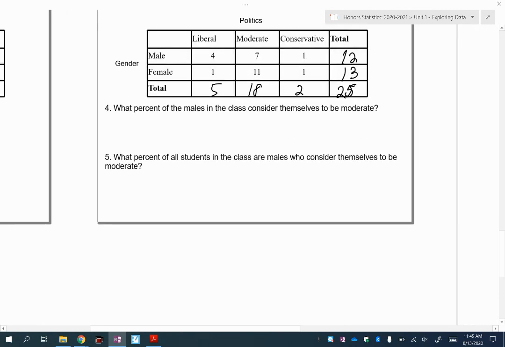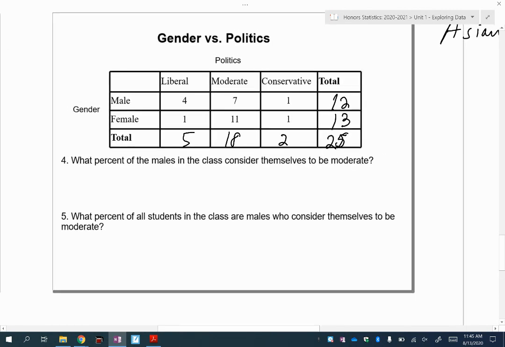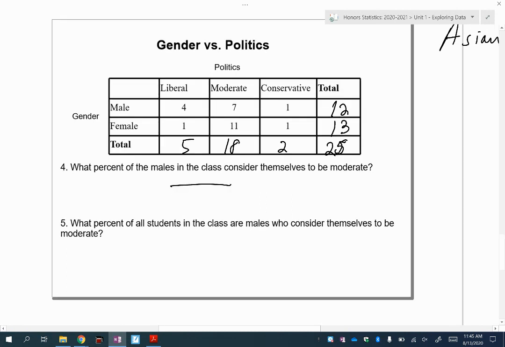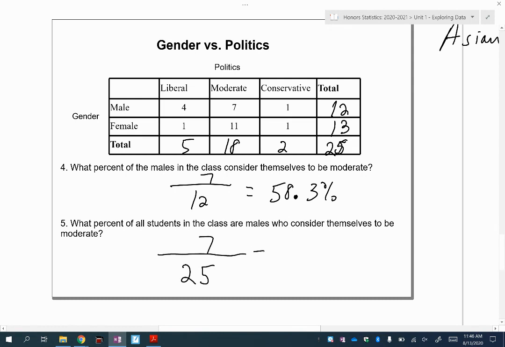What percent of the males in the class, so of the 12 males, consider themselves to be moderate? So that's 7 out of 12. That's going to give us 58.3%. And then what percent of all students in the class, so there's 25 students in the class, are males who consider themselves to be moderates? So males and moderate is 7. So that's going to be 28%.